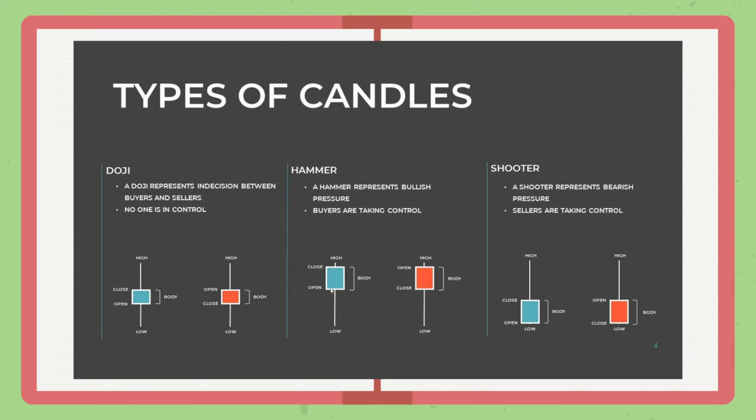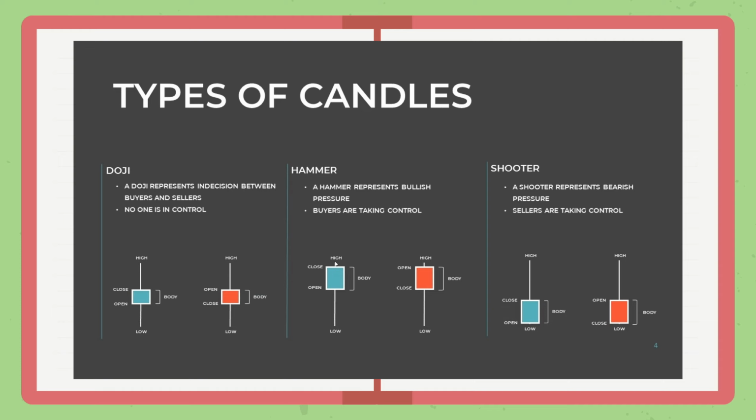Your hammer candle is a candle that represents bullish pressure. So you open up right here, we go down and we make this low, right? At this point it's a fully bearish candle, and then buyers actually buy it and bring it all the way back up and make a close at the high of the candle.